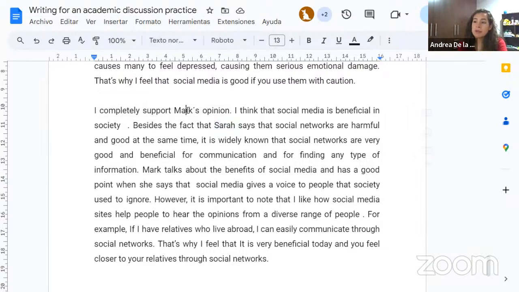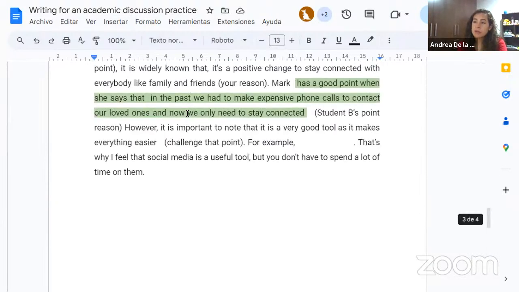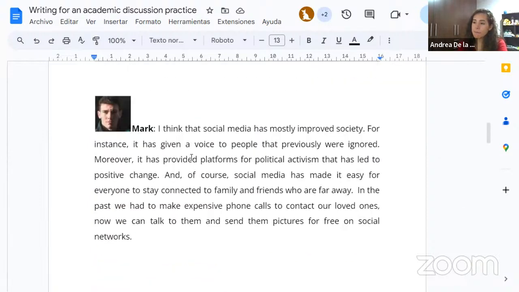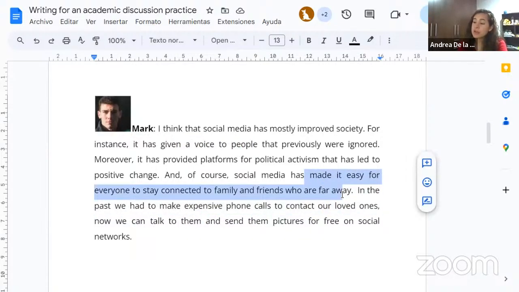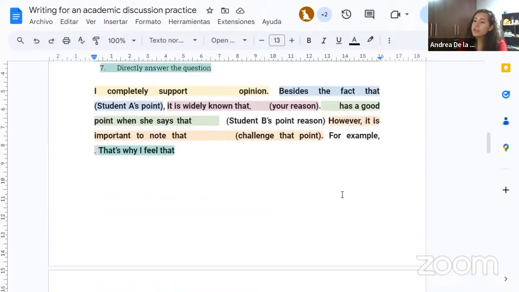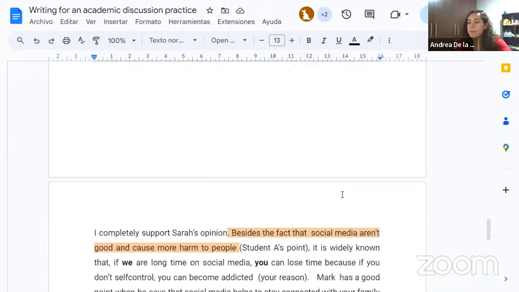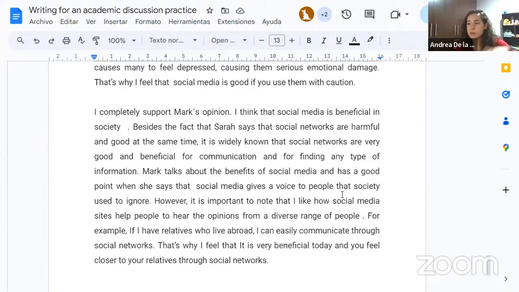You have to talk about Mark's reason. And Mark's reason was that it has given a voice to people, right? And it has also made it easy for everyone to stay connected. So you needed to mention one of those 2 ideas. You needed to say, I completely support Mark's opinion. I think social media is beneficial.